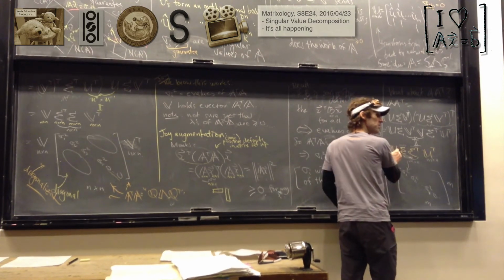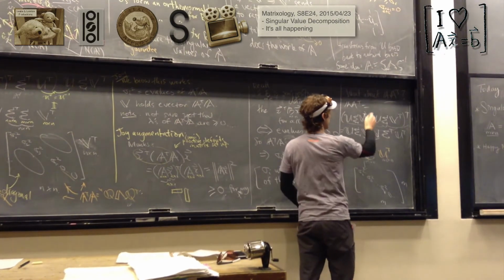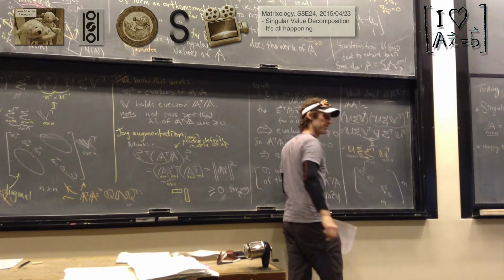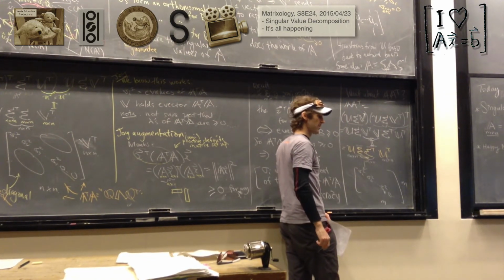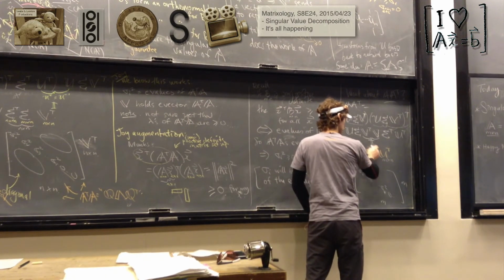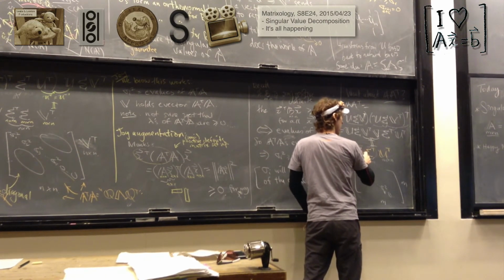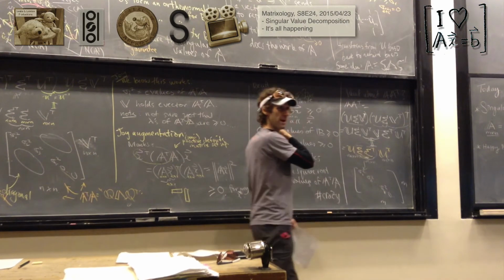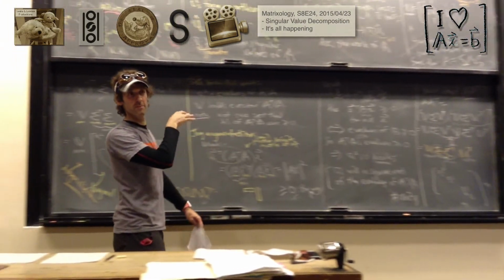So the U's, the things that are in U, are the eigenvectors of AA transpose. And the sigmas, this is kind of a crazy thing, that eigenvalues of AA transpose must match up, at least for the non-zero things.